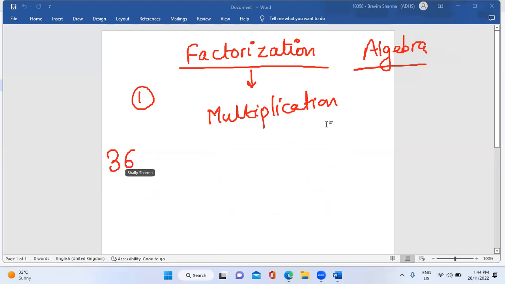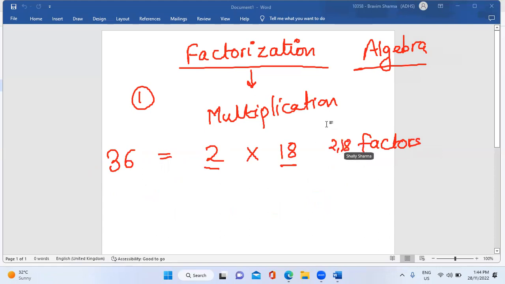If I represent this number 36 as a multiplication of two other numbers, two numbers I have to take at a time, let's say I'm taking 2 times 18. So here 2 and 18 are known as the factors of 36. From here, this name comes factorization. We can also write 36 as 6 times 6. So again, I am writing 36 as a multiplication of two numbers. So this is a factorization in arithmetic.